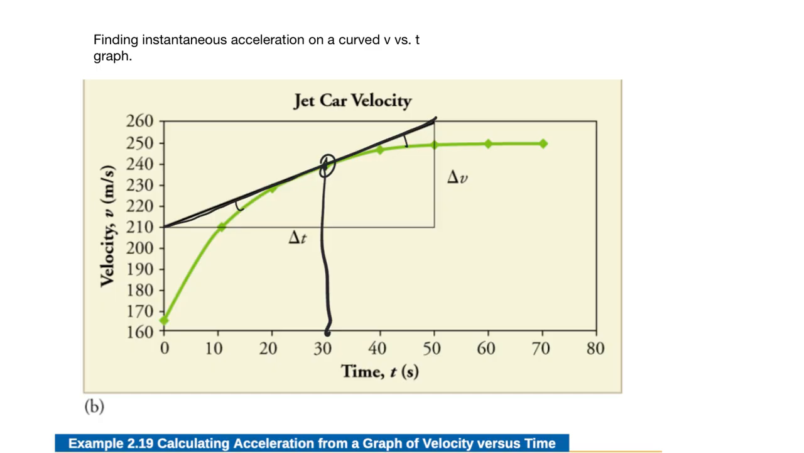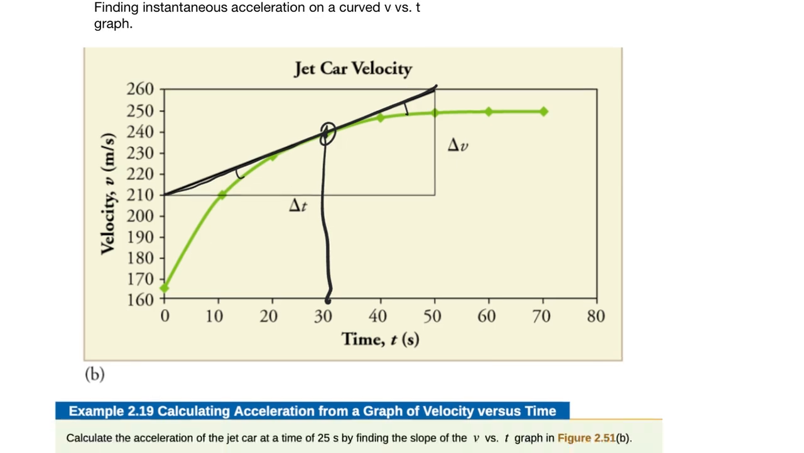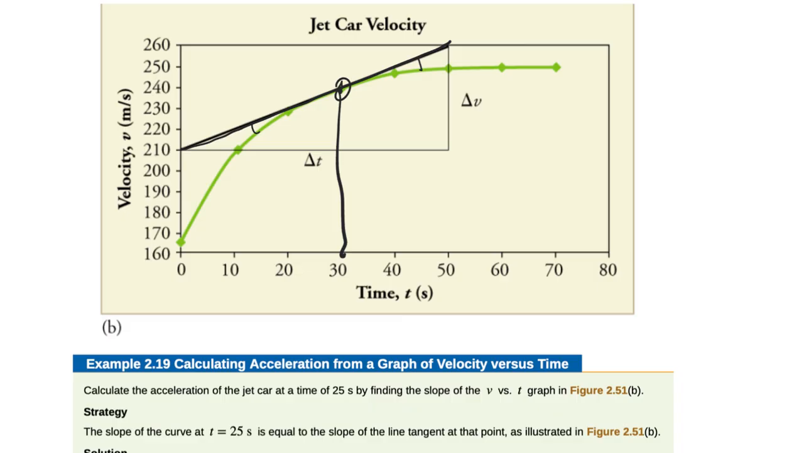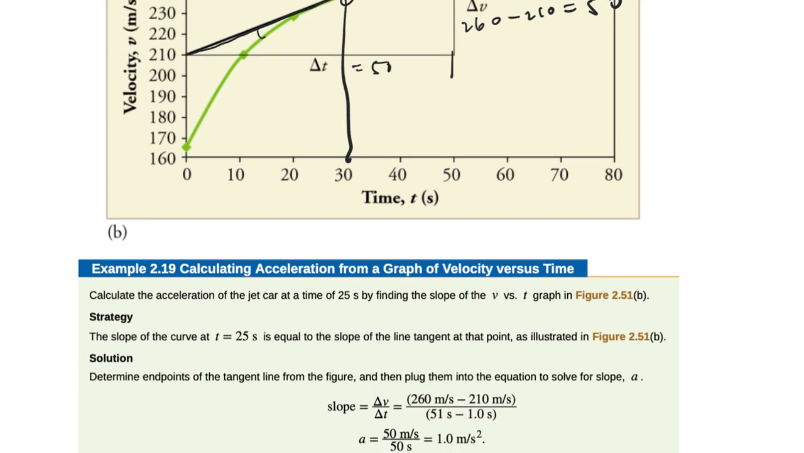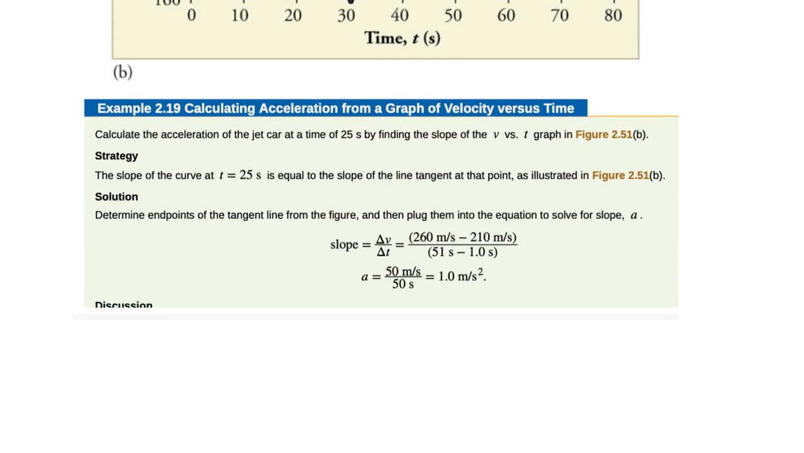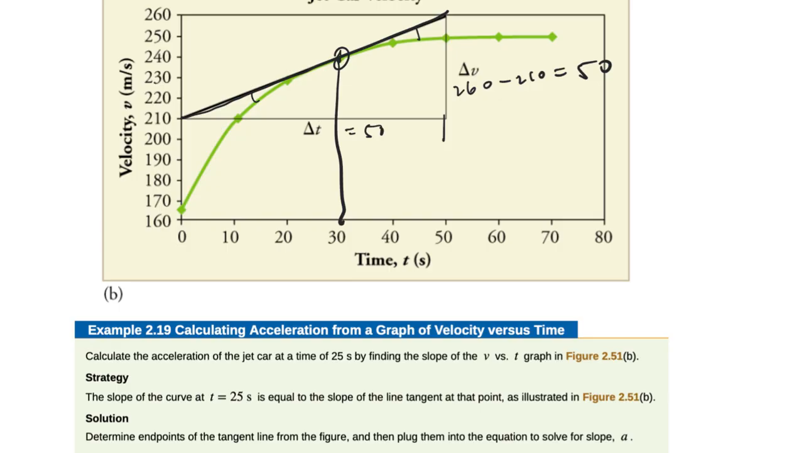So anyway, then you find the rise over the run of that slope of that tangent, and that'll be your acceleration. So that's what they did. 260 minus 210 is 50. And then 50 minus, that's just 50. So it's 50 divided by 50. We get 1 meter per second squared, positive, because it's going uphill.